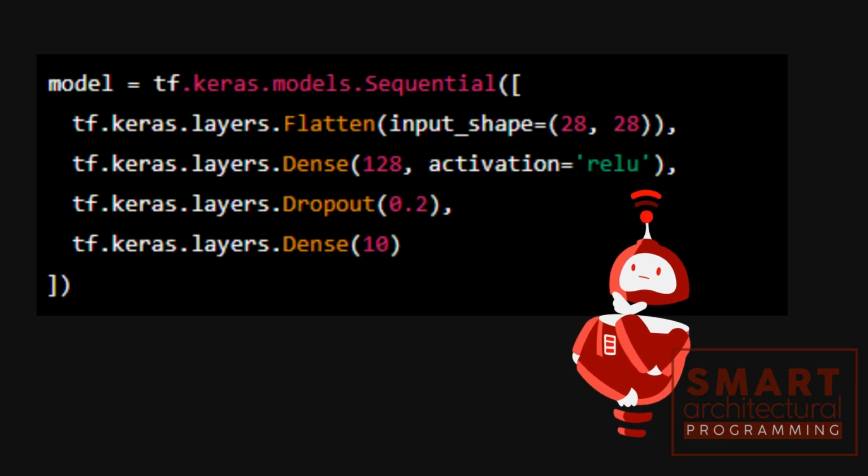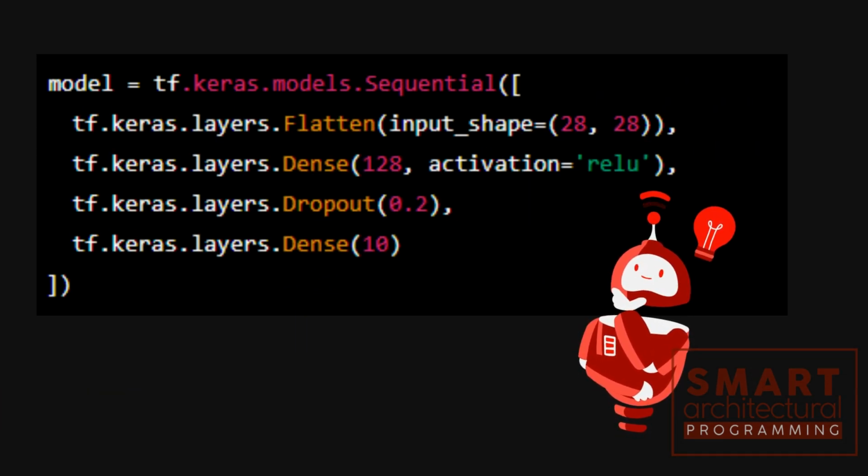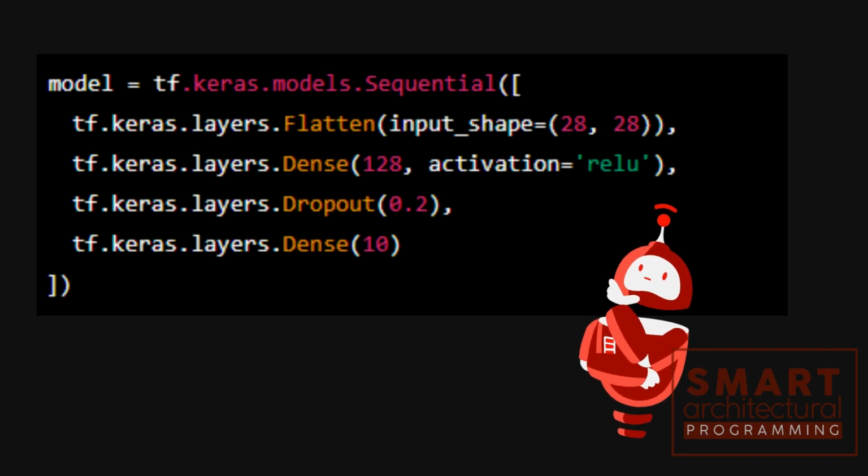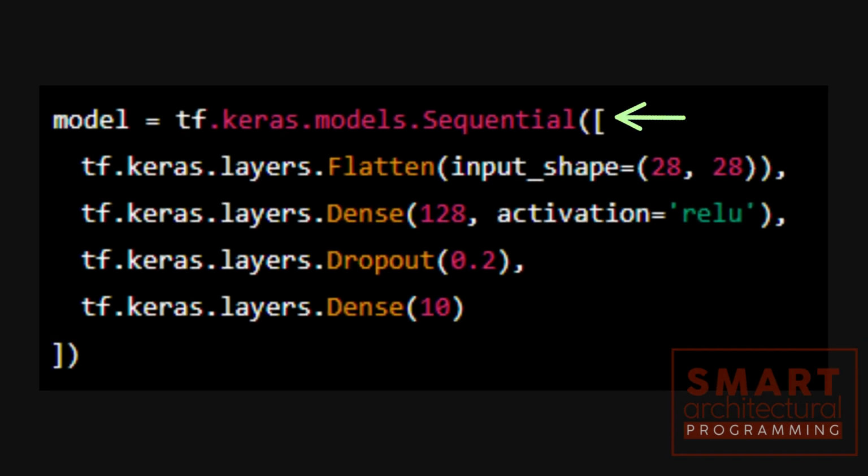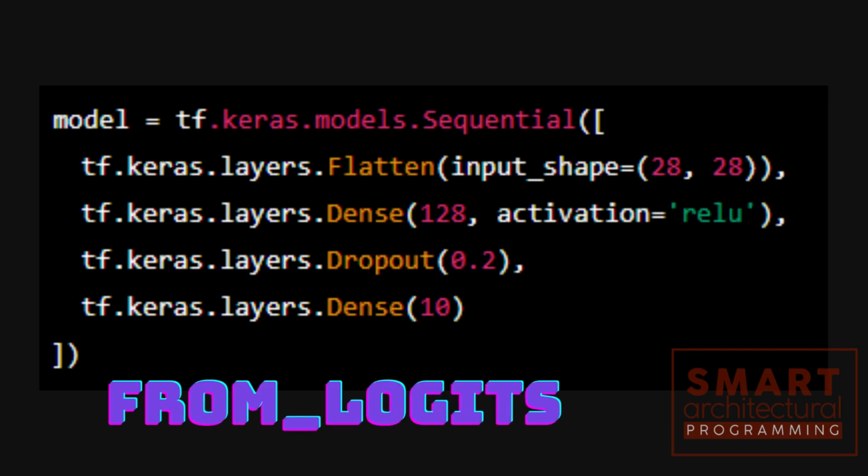Define the model architecture using the Sequential API from Keras, which is a high-level neural networks API. The model consists of a flatten layer that converts the 28 by 28 image into a 1D array, a dense layer with 128 units and a ReLU activation function, a dropout layer that randomly drops out 20% of the units to prevent overfitting, and a dense layer with 10 units, one for each digit, and no activation function. We'll use the from_logits equals true argument in the loss function instead.